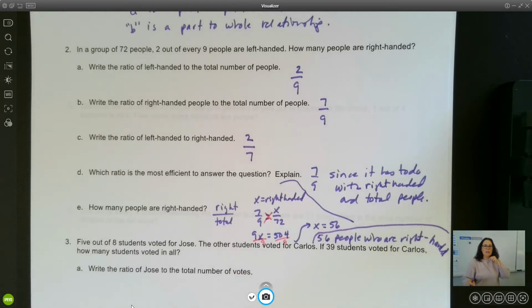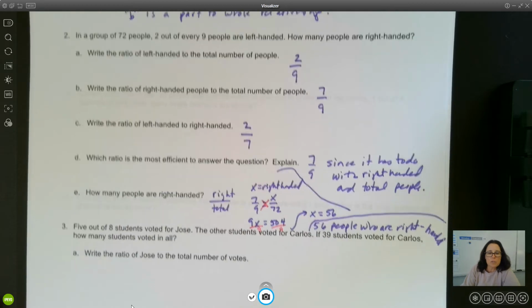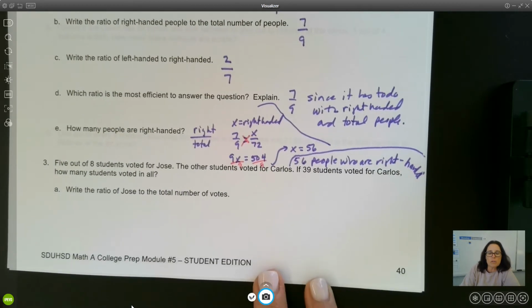Okay, 5 out of 8 students voted for Jose. The other students voted for Carlos. Okay, let's pause a minute and think about what this means. 5 votes to Jose, 8 total. That means 3 votes go to Carlos. Okay, if 39 students voted for Carlos, how many students voted in all?